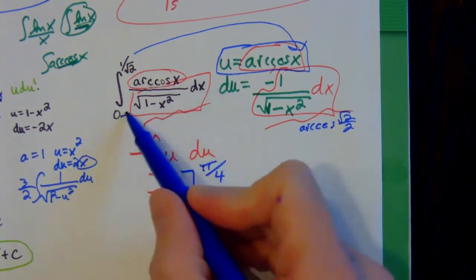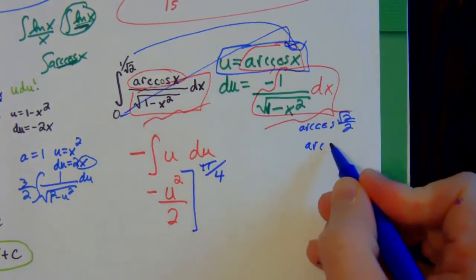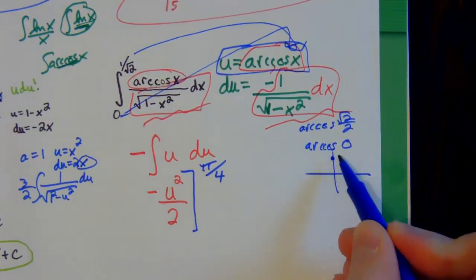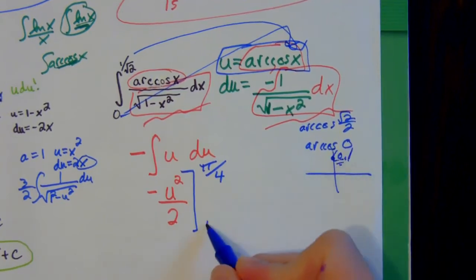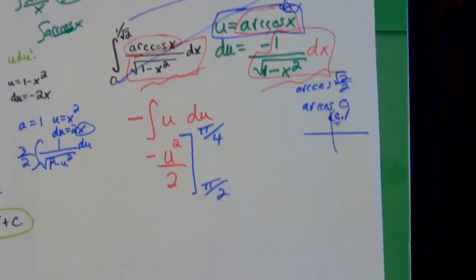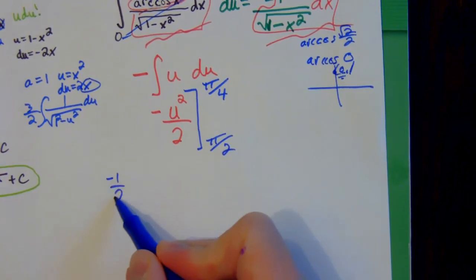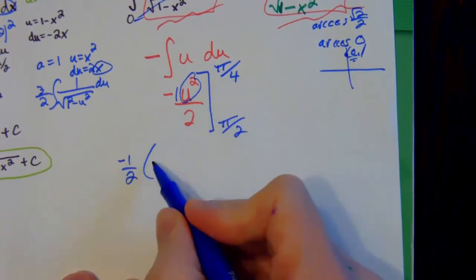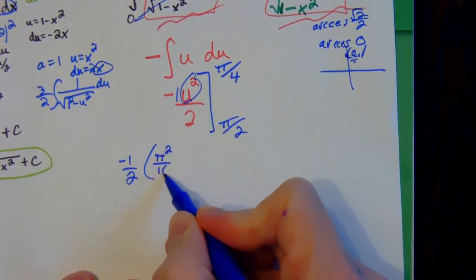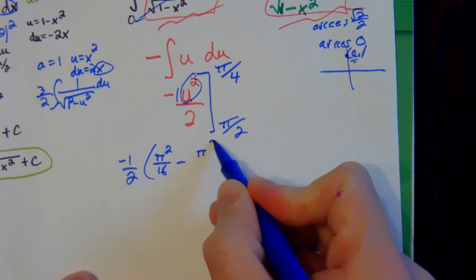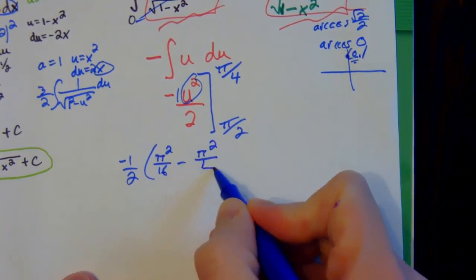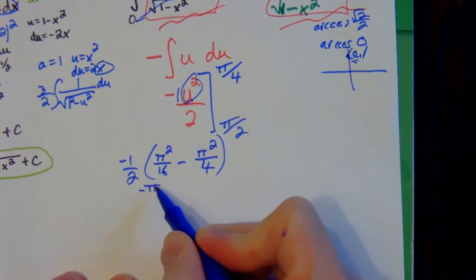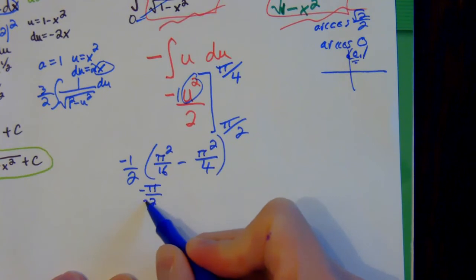And if I plug in 0 for the x, that's when I do arc cosine of 0. That's the angle whose cosine is equal to 0. That's the angle whose x value is equal to 0. So that's at pi over 2 right there. And then this negative 1/2, I'll just carry it out. I got a negative 1/2 right there. And then I'm just going to plug into the u squared. So I'll plug in the top number, that'd be pi squared over 16. And I'll plug in the bottom number, that'd be pi squared over 4. And then that's really like negative pi squared over 32.